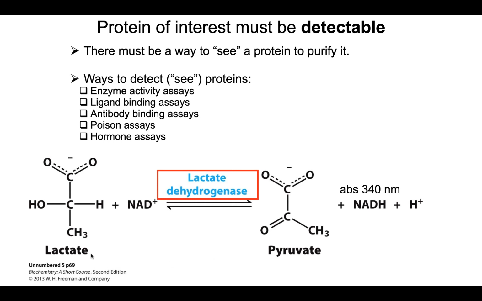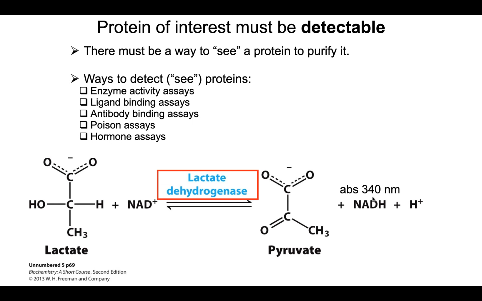And here's the interesting thing. When NAD+ goes from being in its oxidized state into its reduced state, it picks up the property of absorbing light at 340 nanometers. And you can measure this with a spectrophotometer.